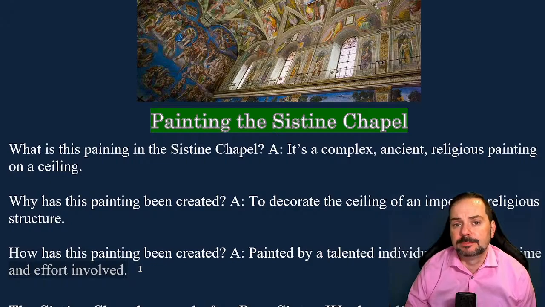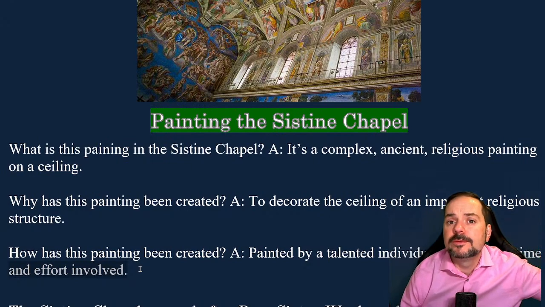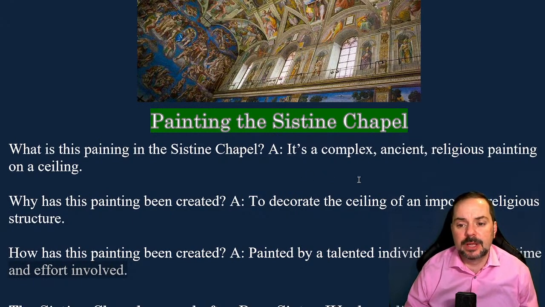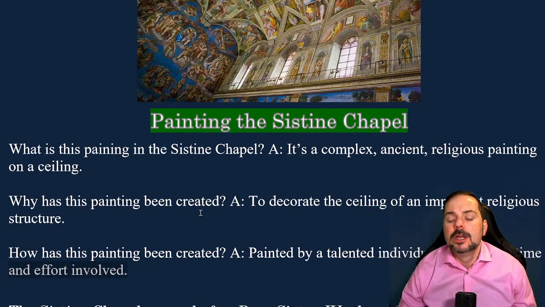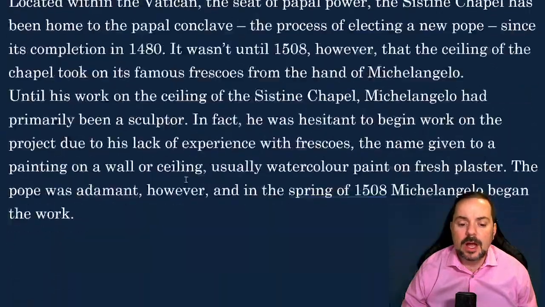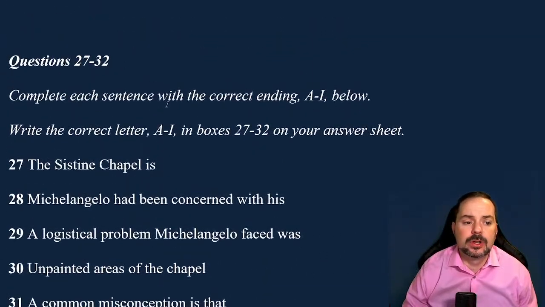Don't overthink it. Those ideas that you have that are more detailed, they'll be useful later, but you need to be able to think in a simple and elegant way when you're looking at these reading passages, okay? So now that we've done some critical thinking, we can take a look at the questions. So here it's complete each sentence with the correct ending A to I below.